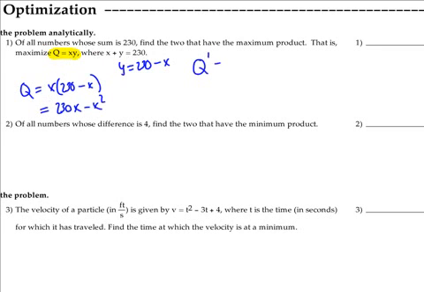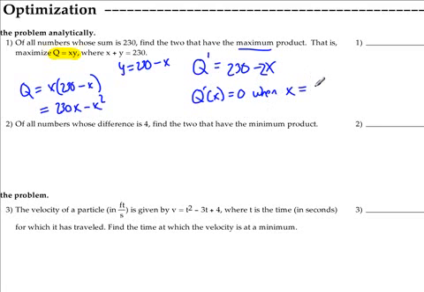Q prime then, looking for a derivative because I'm trying to find a maximum. A maximum is going to happen where the slope is 0. So if I take the derivative here, I get 230 minus 2x. So this will equal 0 when x is what? 230 over 2 or 115, right? So when x is 115.